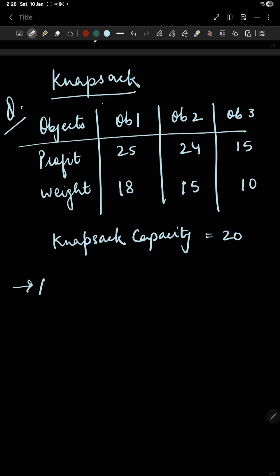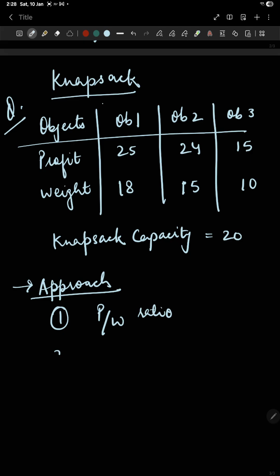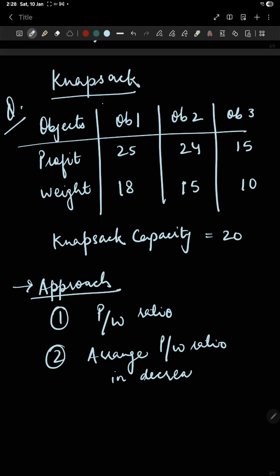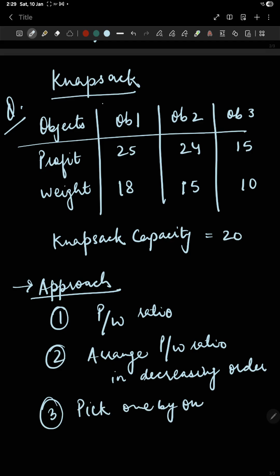So, the approach. What would be the approach to this question? First, you have to calculate the profit by weight ratio. Second, you have to arrange this profit by weight ratio in decreasing order, meaning from big to small values. And third, you have to pick items one by one until the knapsack is full.